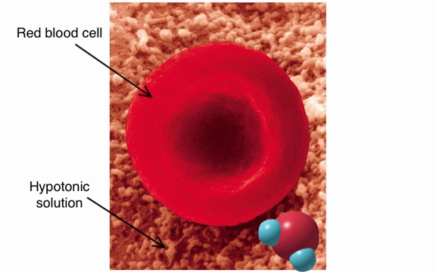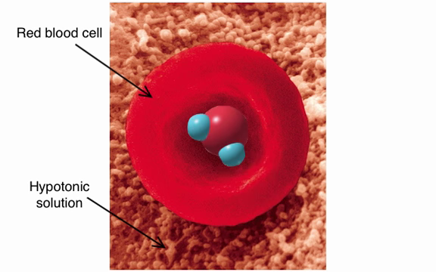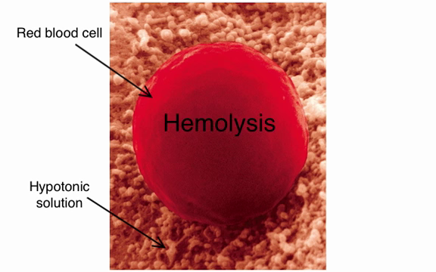If the cell is placed in a hypotonic solution, which is less concentrated, the net movement of water will be into the cell toward the more highly concentrated cytosol, and the cell will expand and burst. This is called hemolysis.